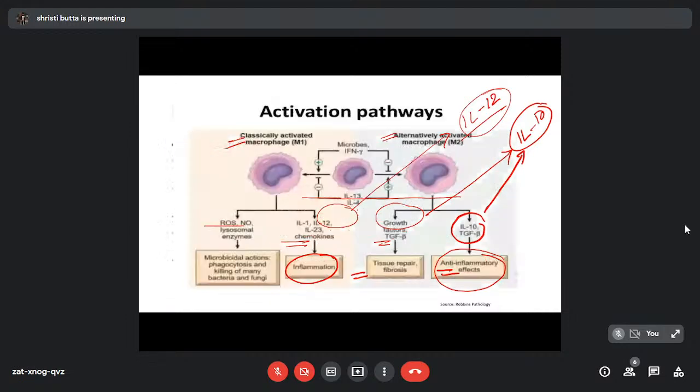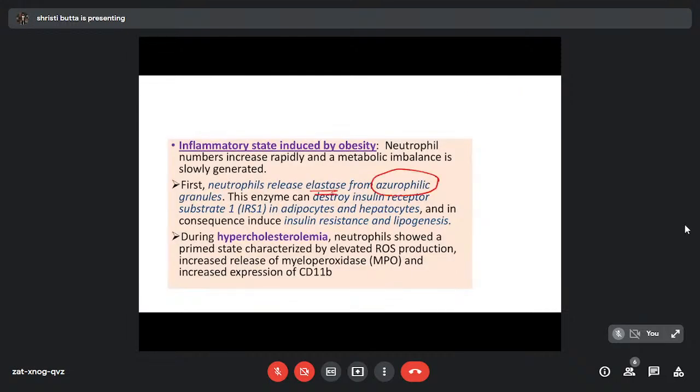Now, inflammatory state induced by obesity. Neutrophils have a role there also. First, the neutrophil releases elastase. This elastase is released by its azurophilic granules. But what is the function of this elastase? This enzyme can destroy the insulin receptor substrate 1. So elastase typically destroys the insulin receptor substrate 1. That causes insulin resistance and lipogenesis.